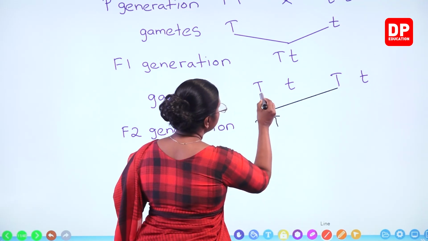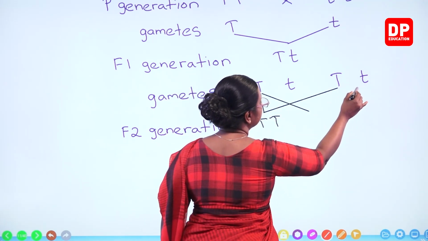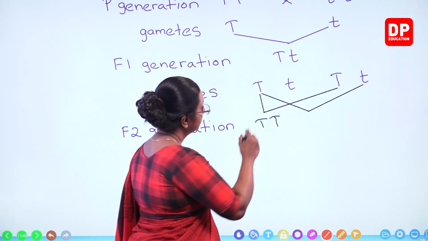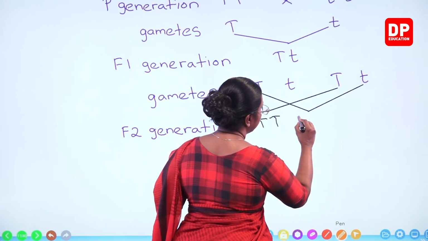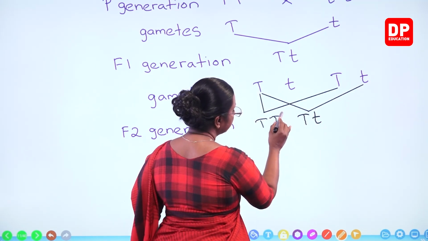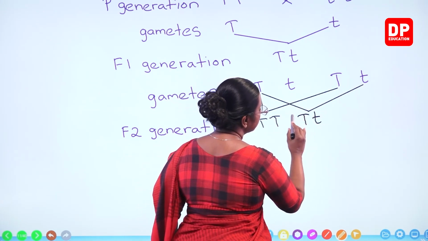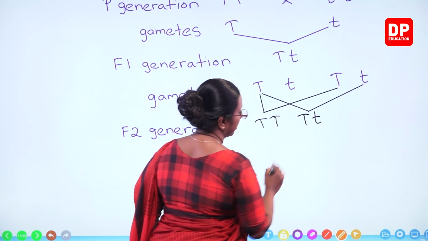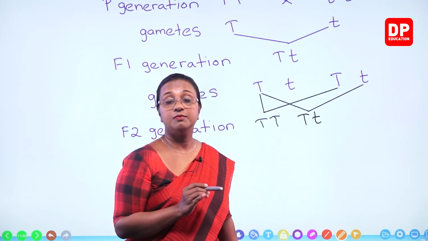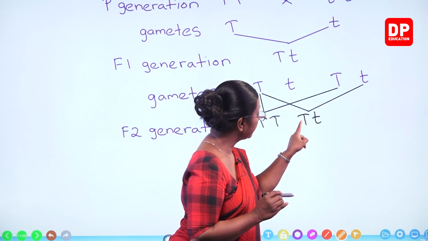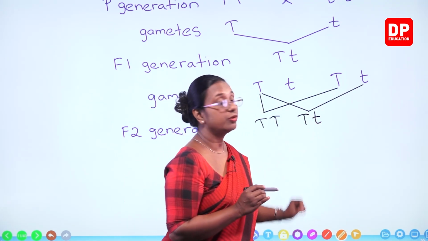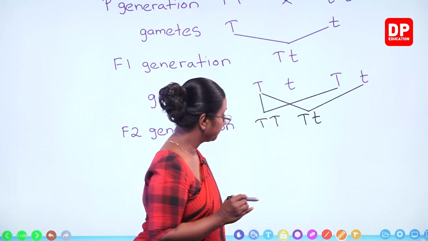Then, this tall factor will combine with the short factor from the other one. So there what will happen? Tall, short. This is homozygous, tall plant. This is tall and short, heterozygous, but still the plant will be tall. Why? Because tall is the dominant character, short is the recessive character. So this is also going to be a tall plant.